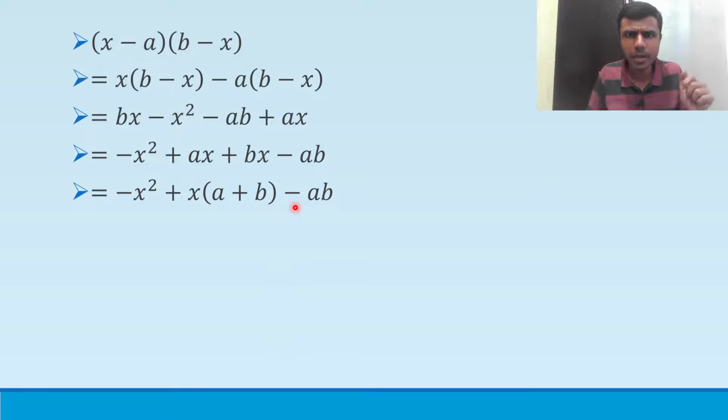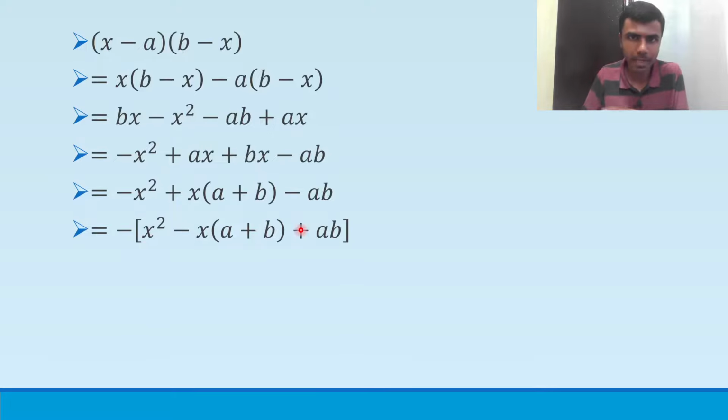All good? Chalo. But if you see here, the leading term, the coefficient of x square, is minus 1, it is negative. I don't want it to be negative. So what I'm going to do is take minus common for all the terms. Now if I take minus common, they would all be kept in a bracket like this. Now x square will be positive inside this bracket, this will be negative, and minus ab will become positive since I took minus common. All good?